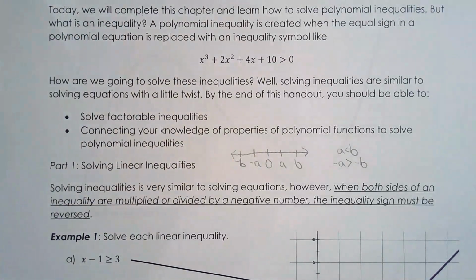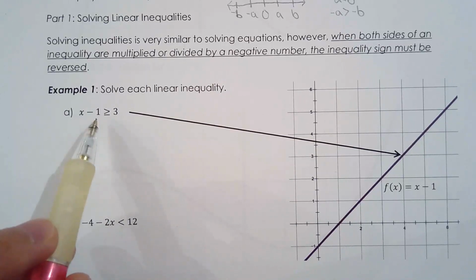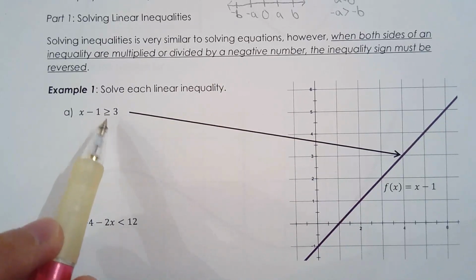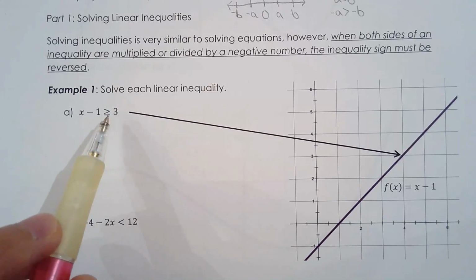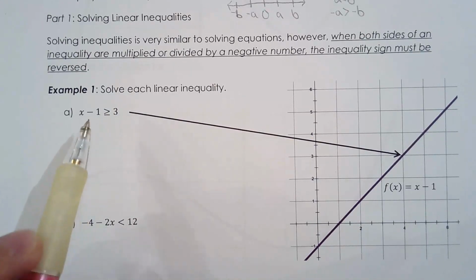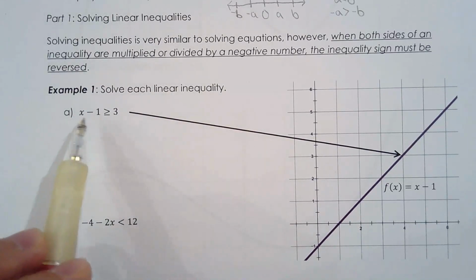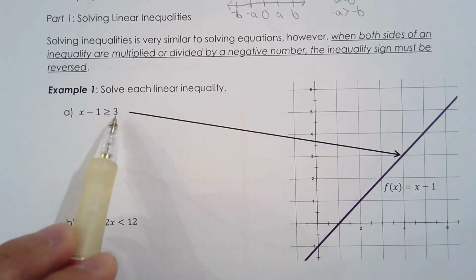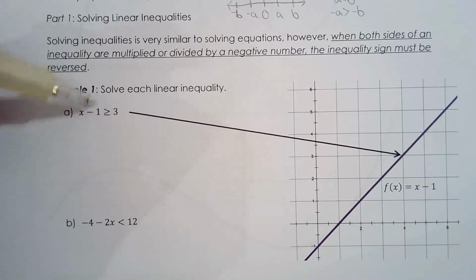Now I think we're ready to solve some inequalities. Let's look at this inequality: x minus 1 is greater than or equal to 3. Just like with an equation, you can solve it graphically. If I ask you when is x minus 1 equal to 3, you can solve for that graphically. So when is x minus 1 greater than or equal to 3?